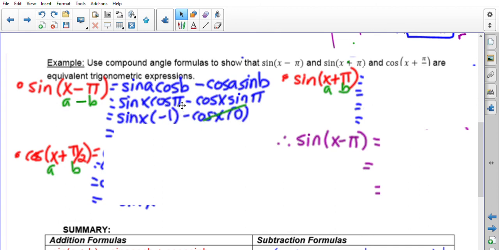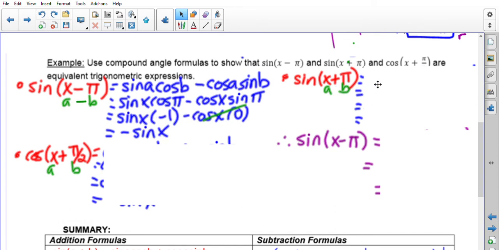We know cos at pi is negative 1, because at pi it goes down to its min and then comes back up. So sine x times negative 1 minus cos x, and sine at pi is one of its zeros, so that's times 0 and gets eliminated. Then this expression simplifies to just negative sine x.